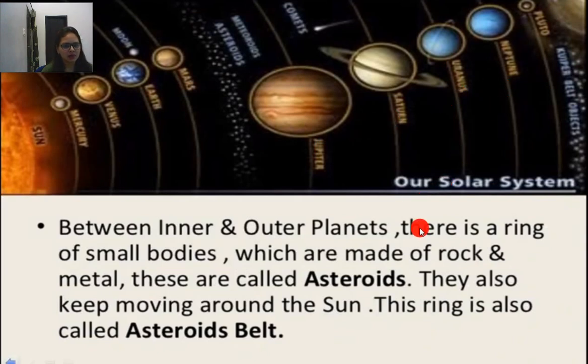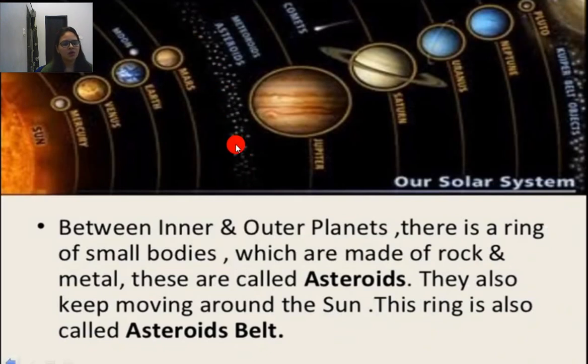There is a ring of small bodies which are made of rocks and metals. These are called asteroids. Here you can see the line. This belt is known as asteroid belt because it is made up of asteroids. And what are asteroids? Asteroids are small bodies which are made up of rocks and metal. When all asteroids make their belt and move like this, it is called an asteroid belt.